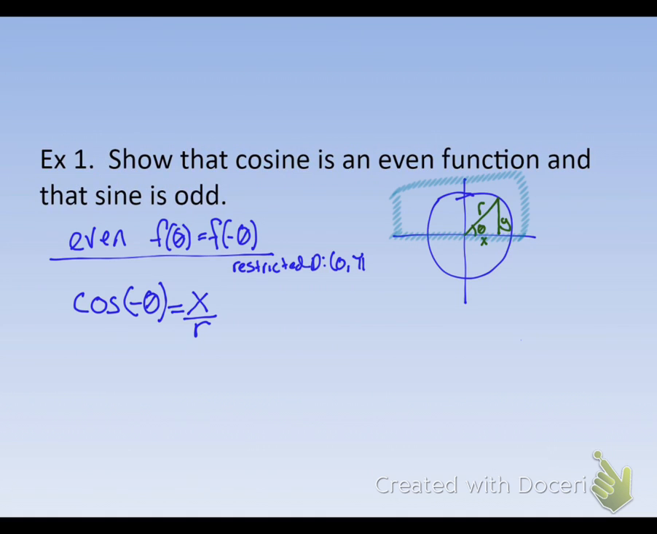So we could have a negative x value on the other side. But we see that that is also representative, and we'll see this again in a second, of cosine theta. That is our formula for cosine theta. You see that it is that adjacent, and then over that radius, which is our hypotenuse. So we see that that's the same.